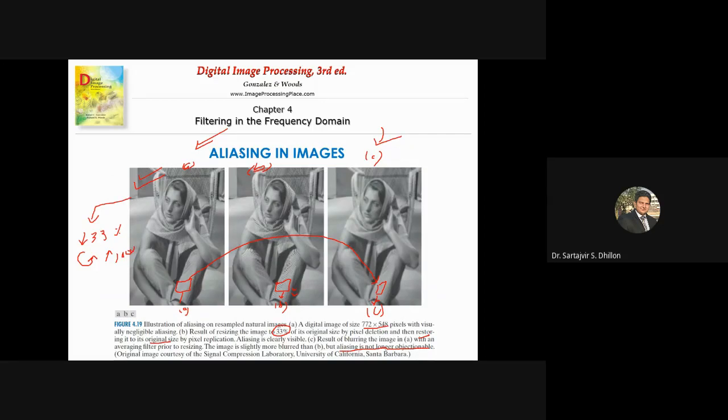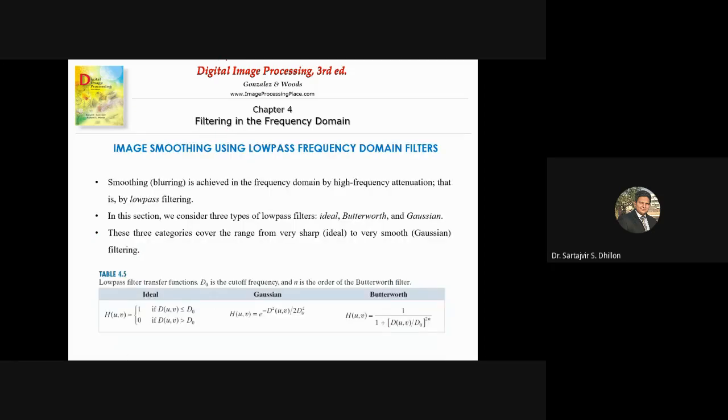Now the next question: how can we remove the aliasing effect? Your answer will be: with the help of a low pass filter. Why are we using low pass filters? We have already done this in the spatial domain, where we use low pass and high pass filters for image smoothing and sharpening purposes.